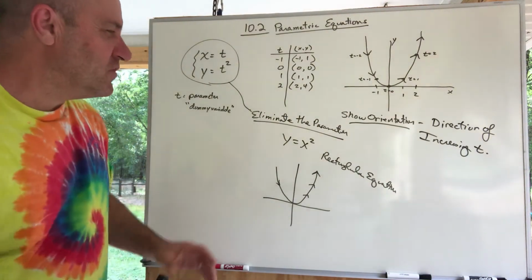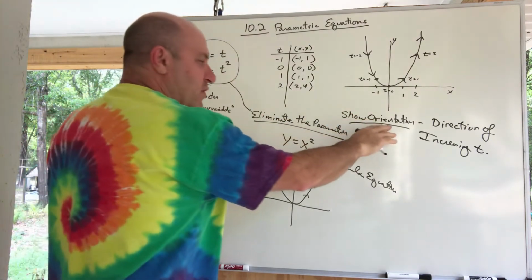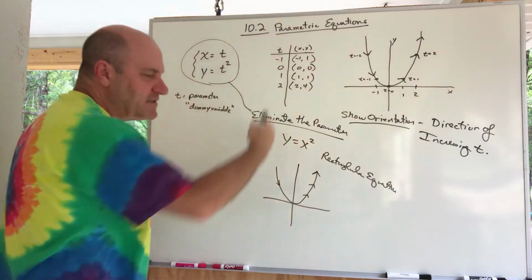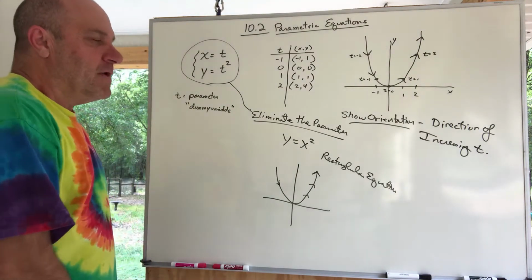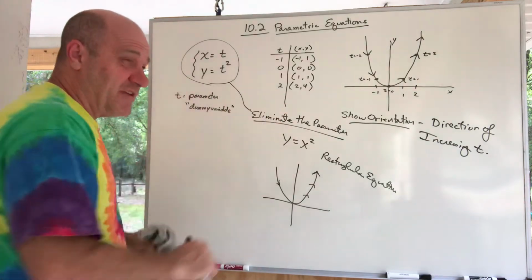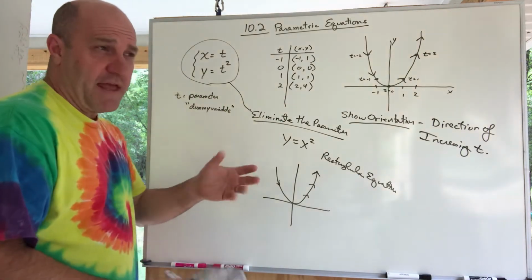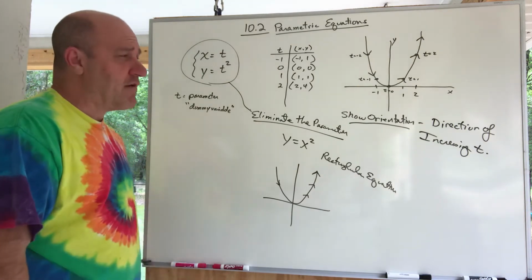Okay, that's a lot of cool ideas. The parameter t, the set of parametric equations, showing orientation, eliminating the parameter, plotting some points. You do have a graphing calculator that has parametric mode. You don't need it for this one, but it's fun for some problems. And it's fun to play and experiment. You can learn using that graphing calculator.